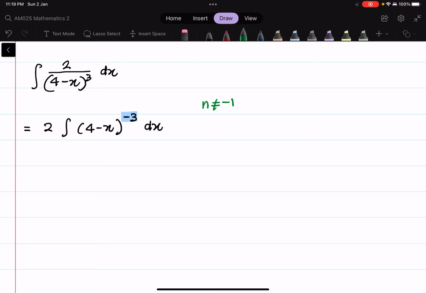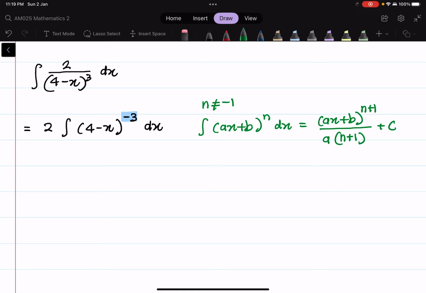So the rule we are going to use is the power rule for a linear function, (ax plus b) to the power of n. How we integrate this function is we copy down ax plus b, the power will plus 1, then we divide by the new power, plus 1, and divide also by a. So what's next is we are going to use the rule now.